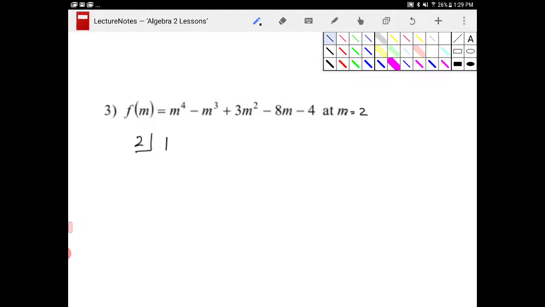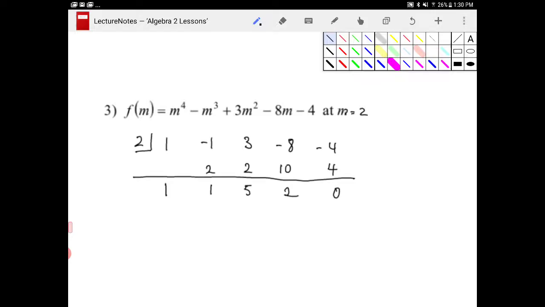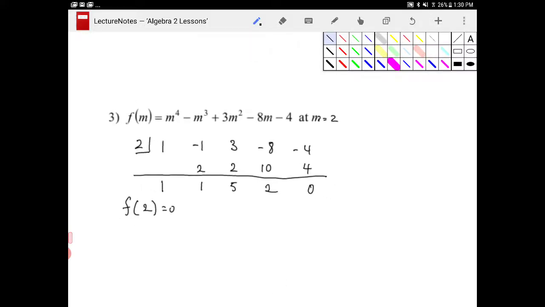And if I do, I get 1, -1, 3, -8, -4. So if I go through this, this is 1, and then 2. -1 and 2 makes 1. 2 times 1 is 2. 3 plus 2 is 5. 2 times 5 is 10. -8 plus 10 is 2. 2 and 2 makes 4, and I get 0. So this turns out to be 0. And as a result, this is actually also a factor, right? So m minus 2 is a factor of f of m.